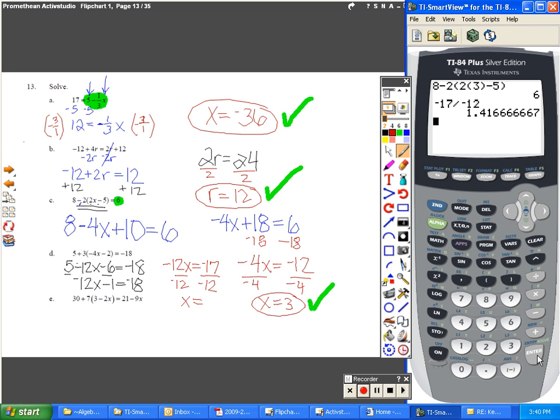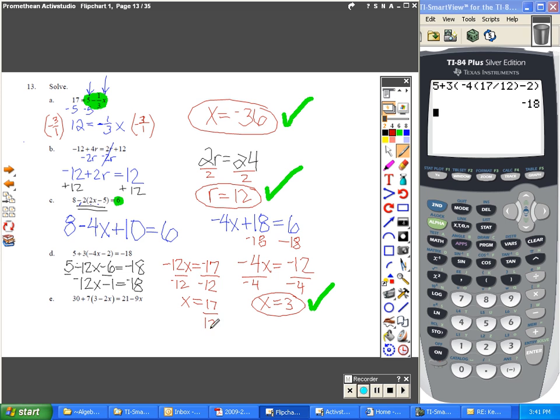Oh, crap. Let's see if a fraction is better. Yeah, I don't know if that's right. I better type that in. Clear. 5 plus 3, parentheses, negative 4, 17 twelfths. Negative 4, 17 plus minus 2, close parentheses. And that's supposed to be equal to negative 18. Crap, that's right. All right. My final answer, 17/12. Ew. That's ugly.